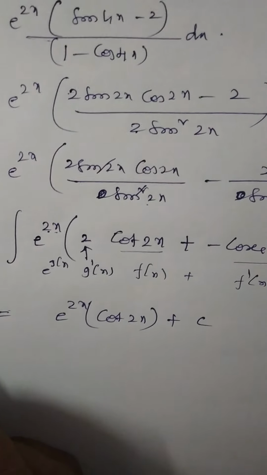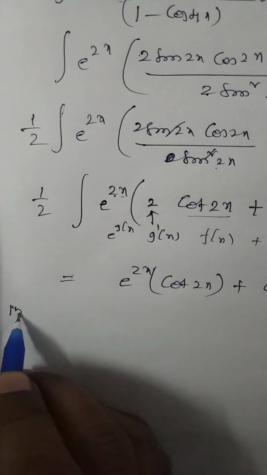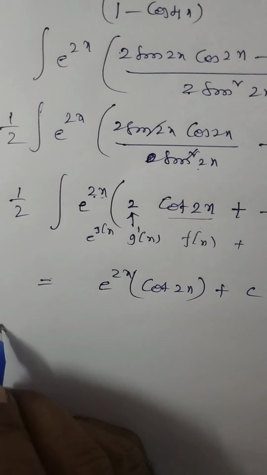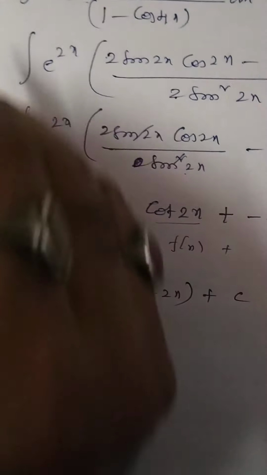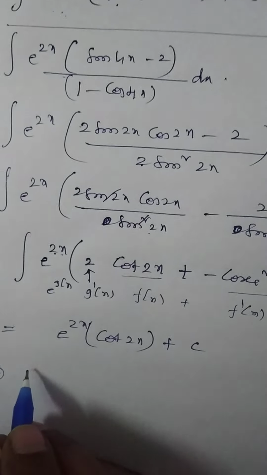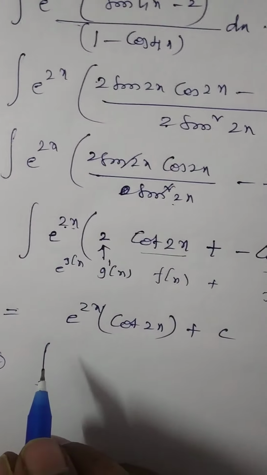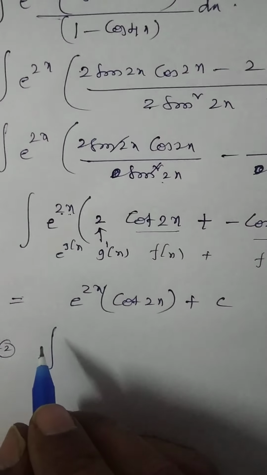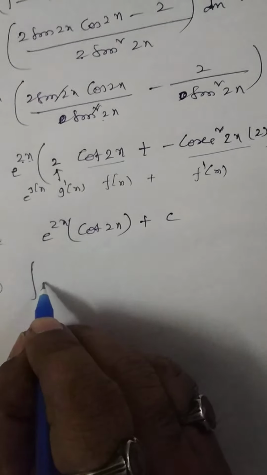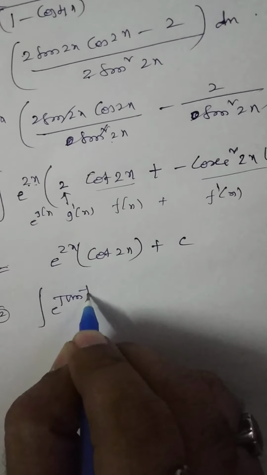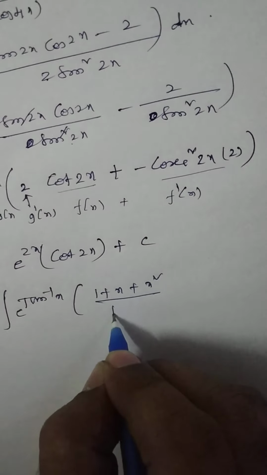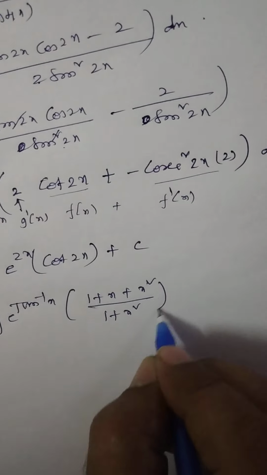Okay, so let us see one more example based on this 15th formula. Example number 2, based on this formula only, I am going to give a simple example: integration of e power tan inverse of x into (1 plus x square by 1 plus x square) dx.